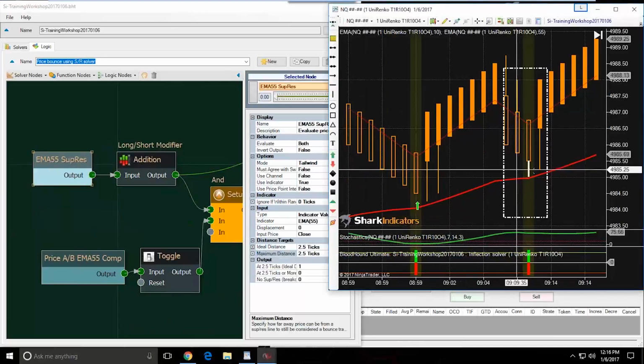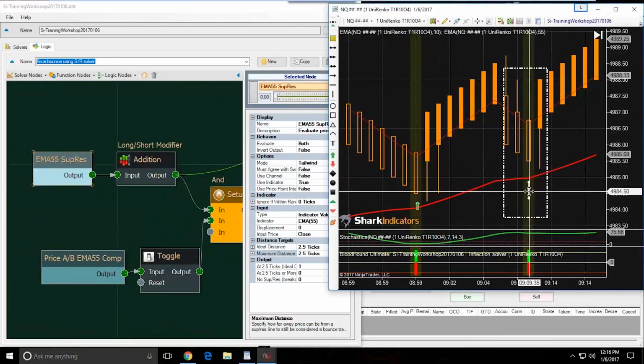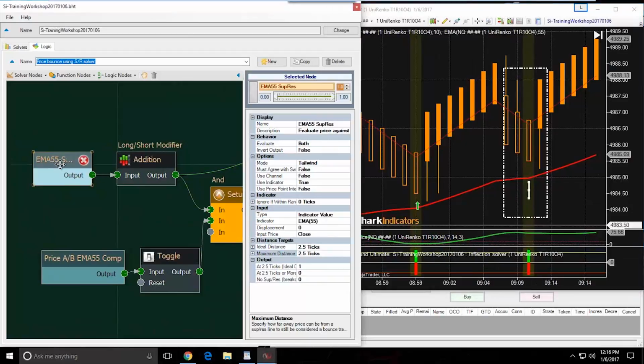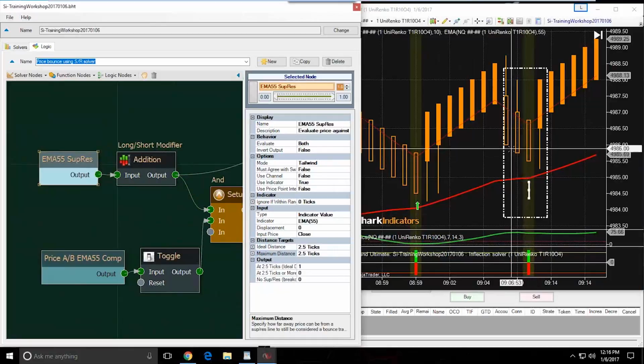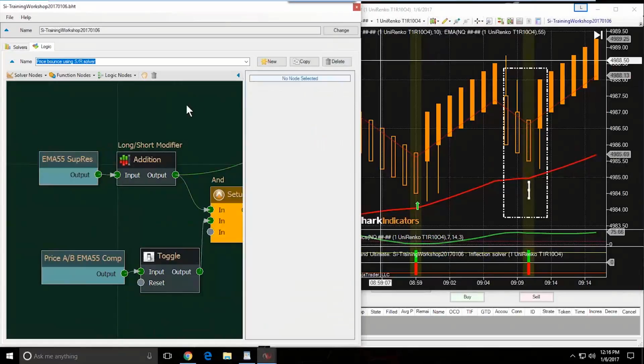And now, look, now there's a signal on this bar. There we go. Now we can see we're getting an output, right? We're getting an output from our support resistance solver, right? So now the logic is detecting that price has gotten close enough to our EMA there.